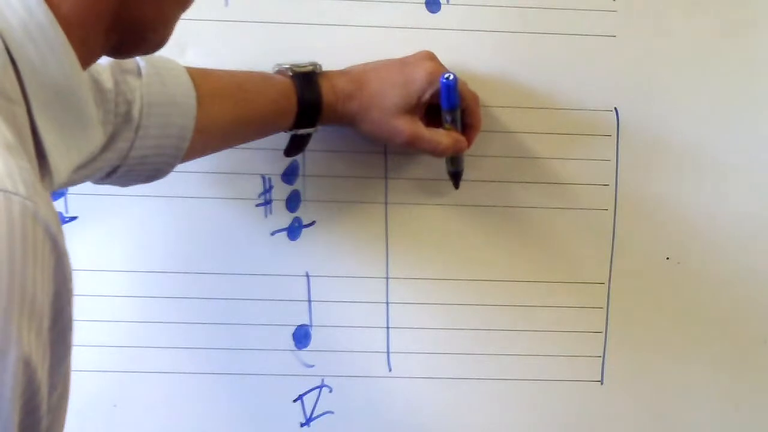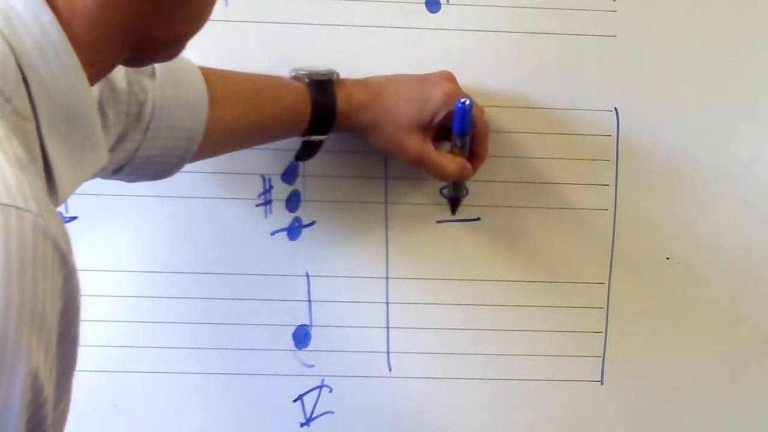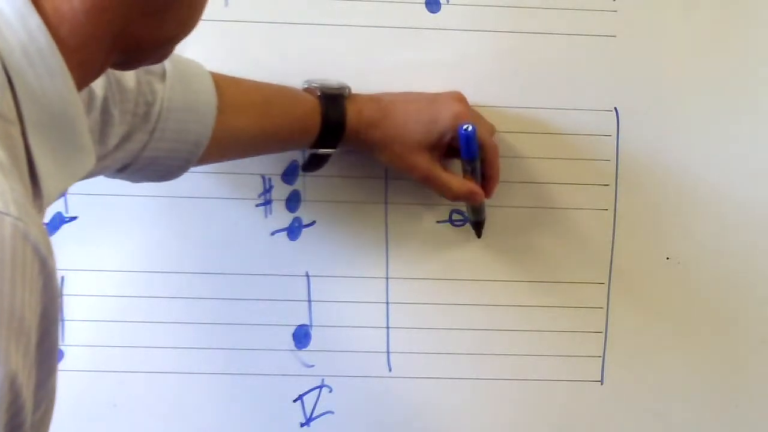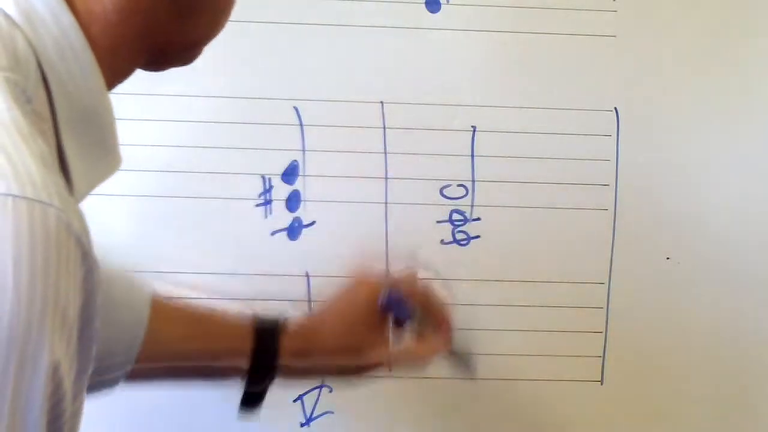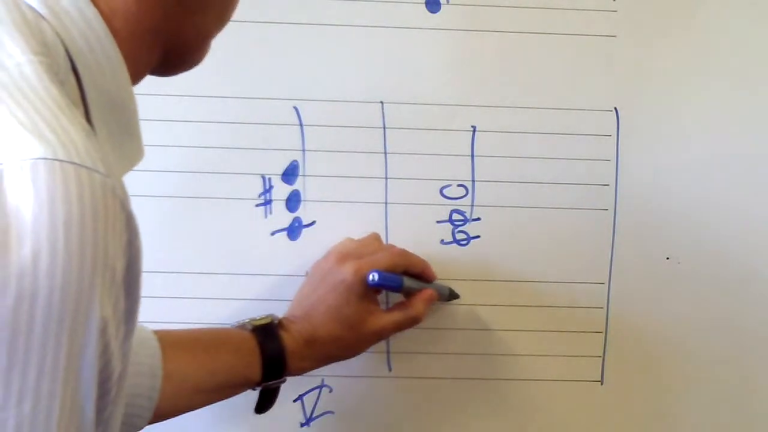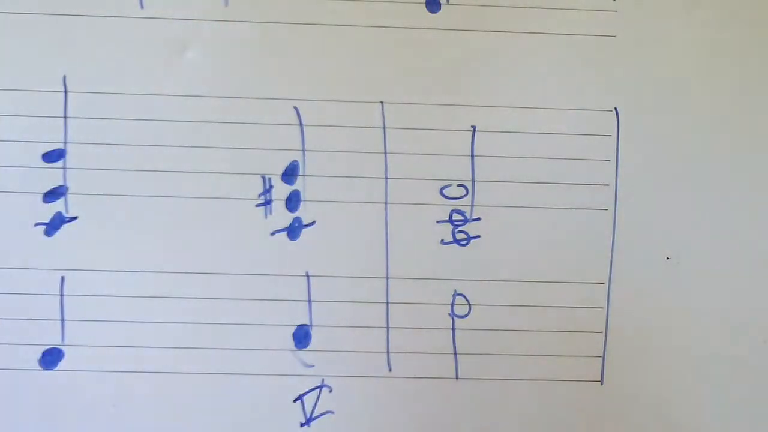E sharp does not belong to the original key of A major, but it does become the leading note of the new key F sharp minor. Let's hear the modulation in its basic form. So that sounds pretty good.